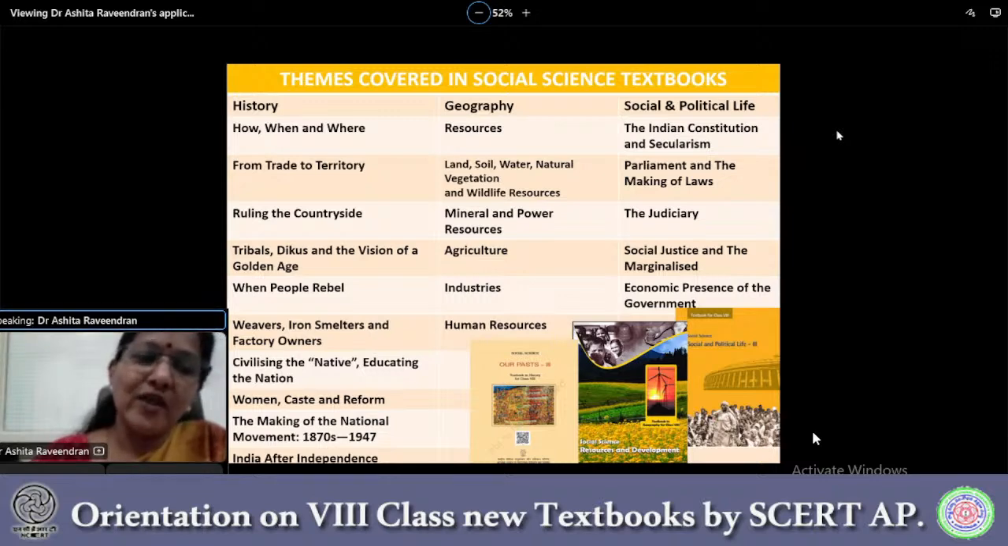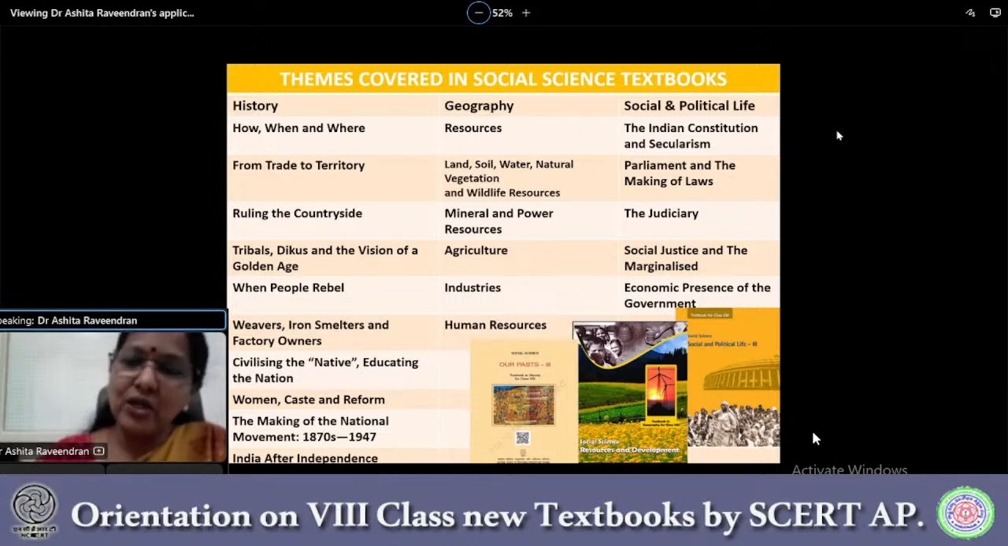There is a chapter on weavers, iron smelters, and factory owners. This is where the history becomes very different, because we do not have a sequencing of that. Earlier, we started with the 1857 revolt and ended with Indian independence, or it continues further. But from there, it is a history of the weavers. We are discussing the iron smelters. We are discussing the factory owners' history also.